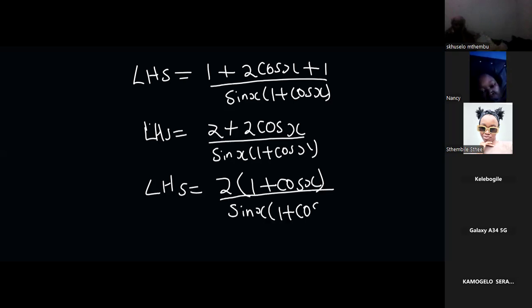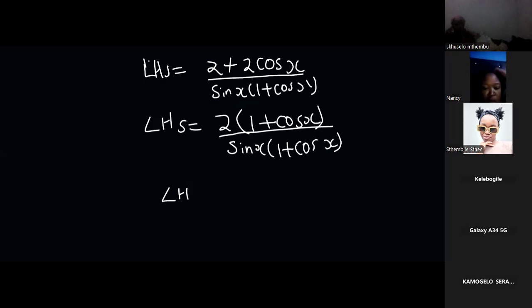You'll just say left hand side equals to 1 plus cos x, which cancels 1 plus cos x. What are you left with? 2 over sin x. Yes. Therefore, left hand side is equal to right hand side.